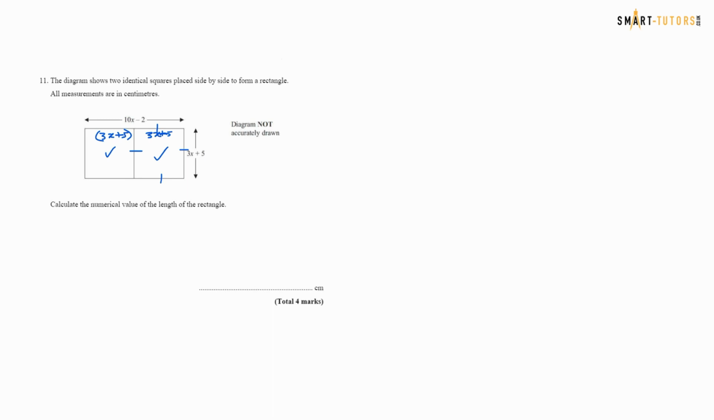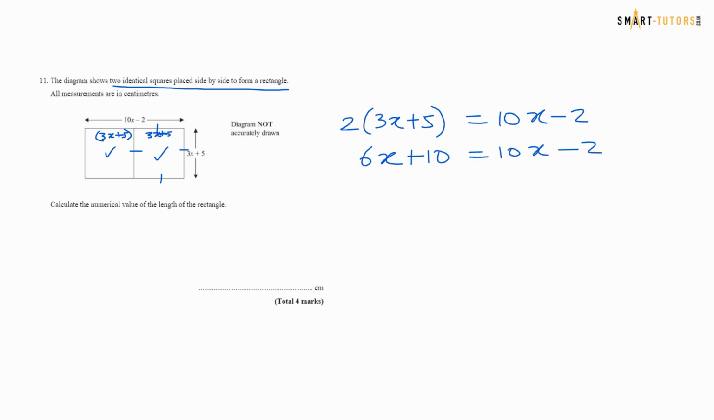That is the relationship. The relationship is given in the sentence, but if you see the diagram, it's clear: two identical squares. So 2 times 3x plus 5 equals 10x minus 2. So 6x plus 10 equals 10x minus 2. So taking the 6x to the other side, minus 6x, it becomes 4x; minus 2 this side, plus 2 plus 10 is 12. So x is going to be 3.